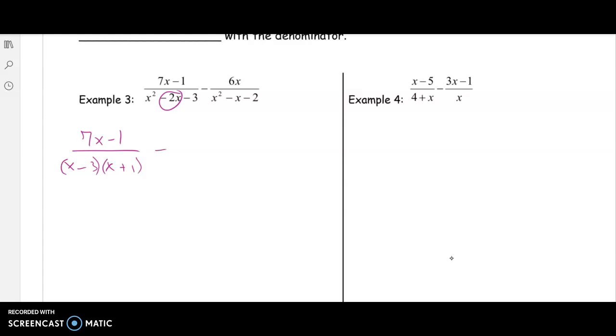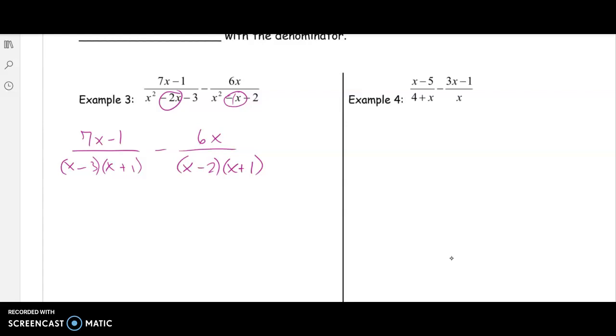Now we're going to look at that second rational expression, the 6x in the numerator, and we're going to factor the denominator. So x times x gives us the x squared, 2 times 1 gives us 2. But to get that negative 1 in the middle, when we add them together, the 2 has to be negative and the 1 has to be positive.